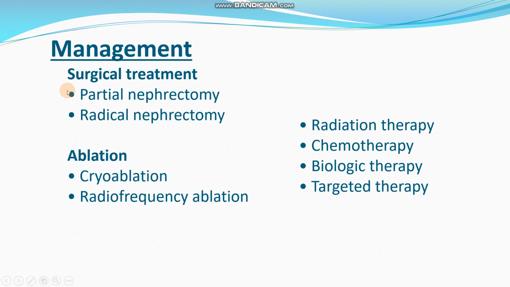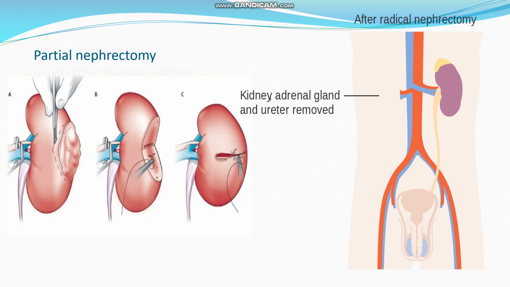Coming to the management, the most commonly done treatment is surgical management. Partial nephrectomy can be done or radical nephrectomy can be done. Otherwise, ablation, cryoablation as well as radiofrequency ablation. Radiation therapy, chemotherapy, biological therapy, targeted therapy are rarely done, mainly during metastasis or done as neoadjuvant therapy. So surgical treatment is most commonly done, partial nephrectomy as well as radical nephrectomy.